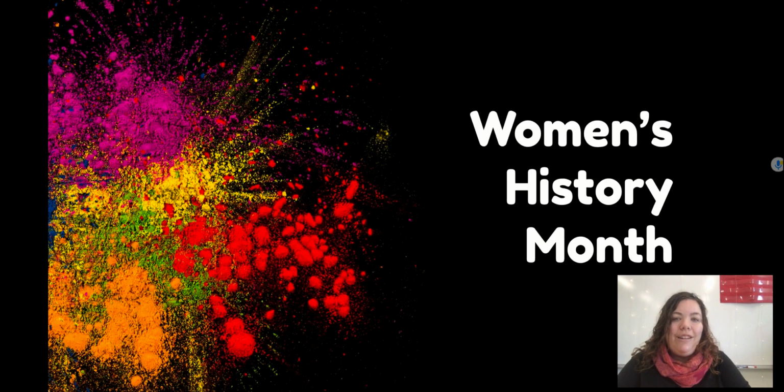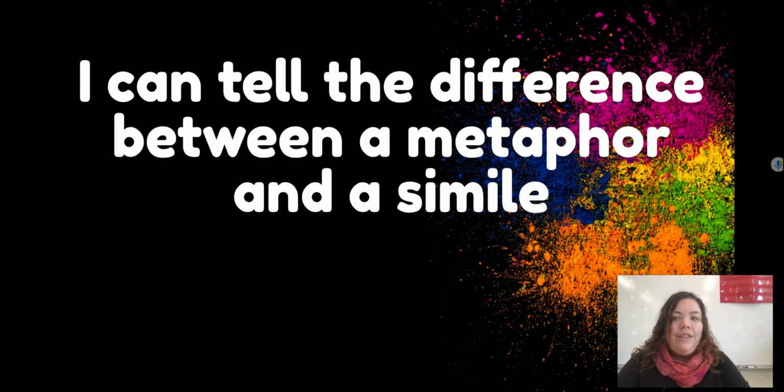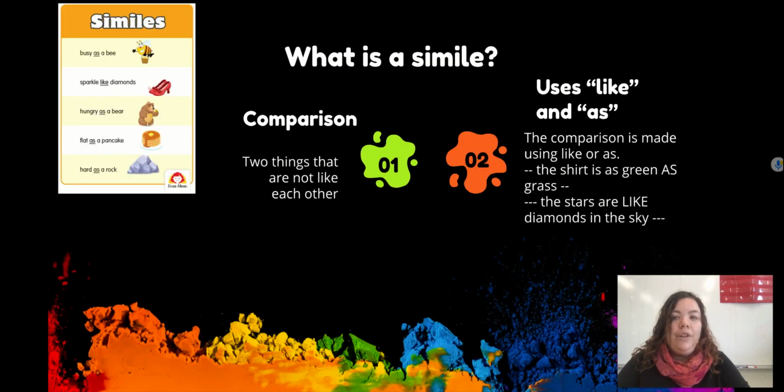Today we are starting our unit about Women's History Month, and we are starting by continuing talking about poetry, especially looking at those similes and metaphors that we have mentioned in class. So grab your pencil, grab your paper, and let's get started. So today our goal is to tell the difference between a metaphor and a simile. Those are two types of figurative language, a metaphor and a simile.